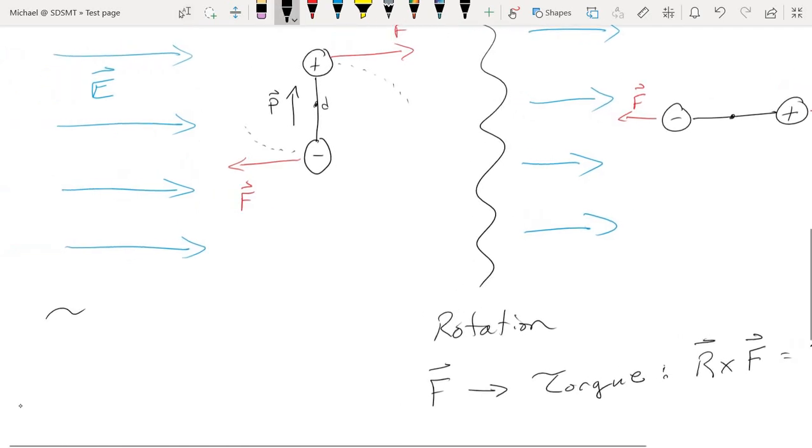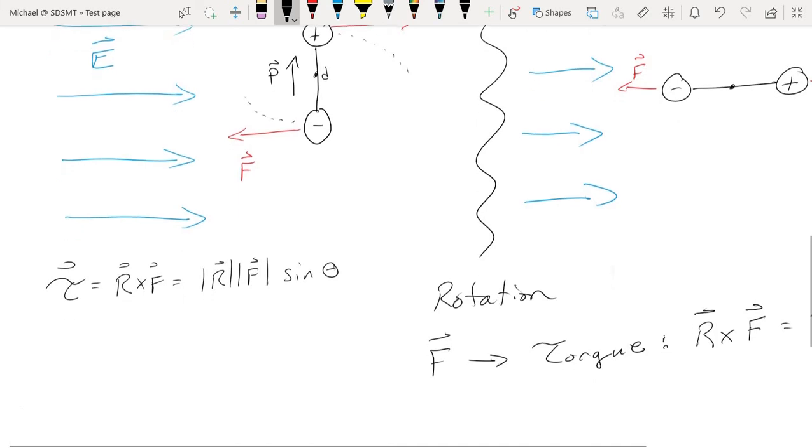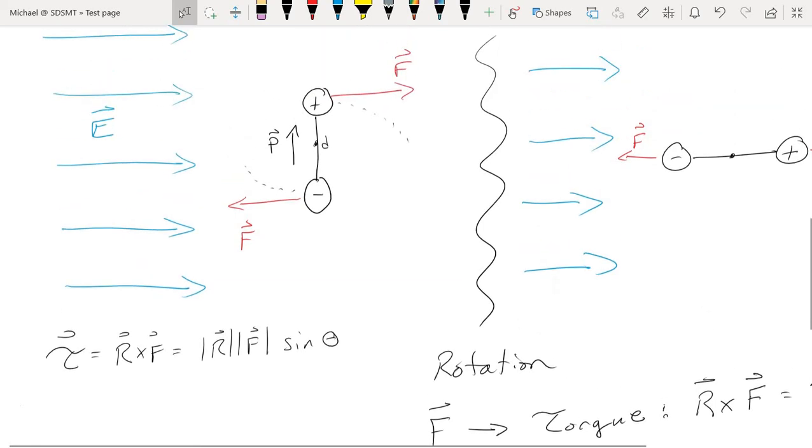The way that we evaluated the cross product was similar to the dot product, but we have to use a different trig function. In the case of the cross product, we use a sine. There were three considerations for how an object is going to rotate. We had to know how much force was applied, where that force was applied, and how that force was applied. When I say how, I mean how the force is applied with respect to the radial vector.